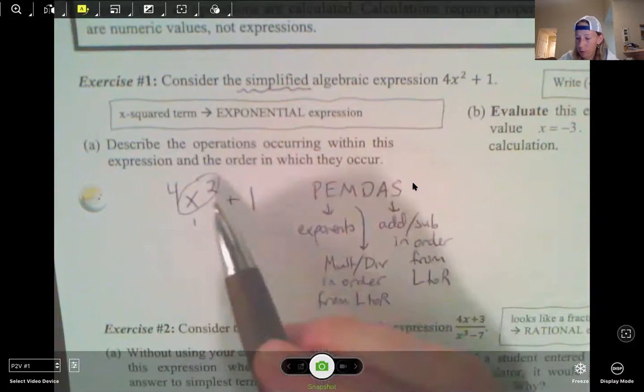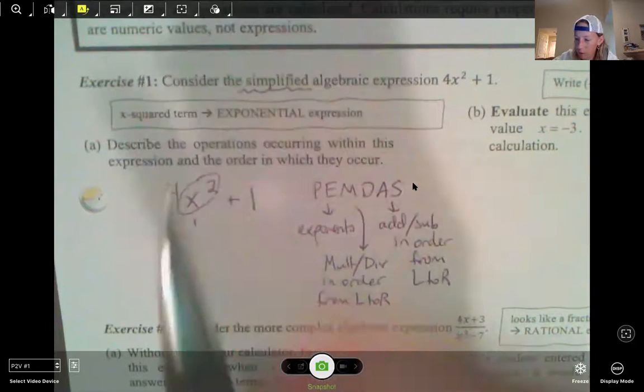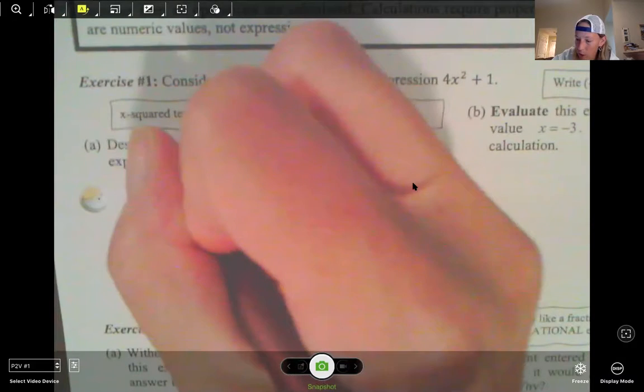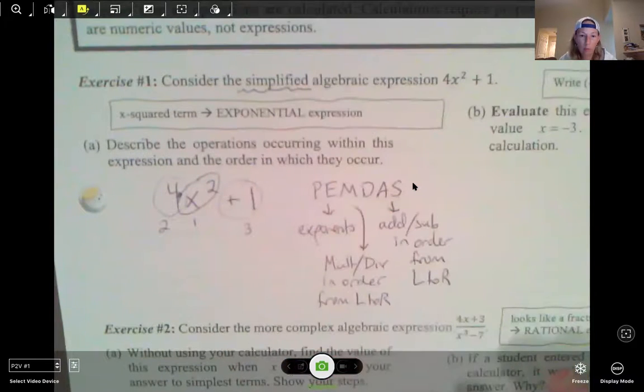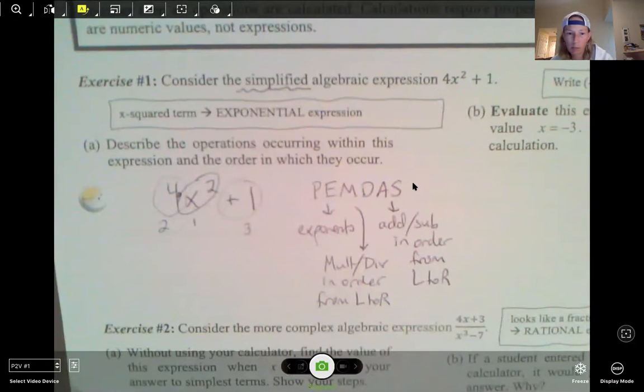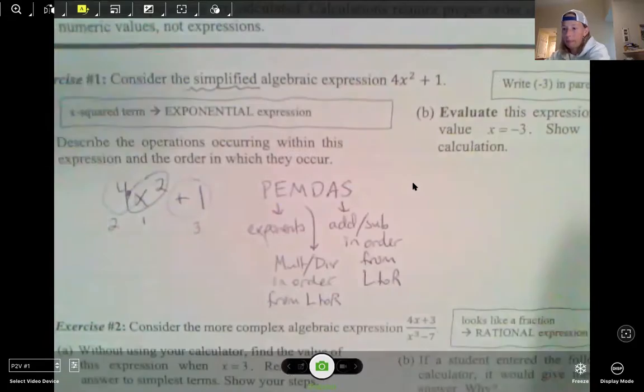Okay, so first thing we would do would be exponents. Then we see we have this multiplication here, so that would be the second piece that we do. And then the third piece would be the addition and subtraction. It's kind of hard to see when we're not inputting a number, so let's get to an example where we're actually evaluating.